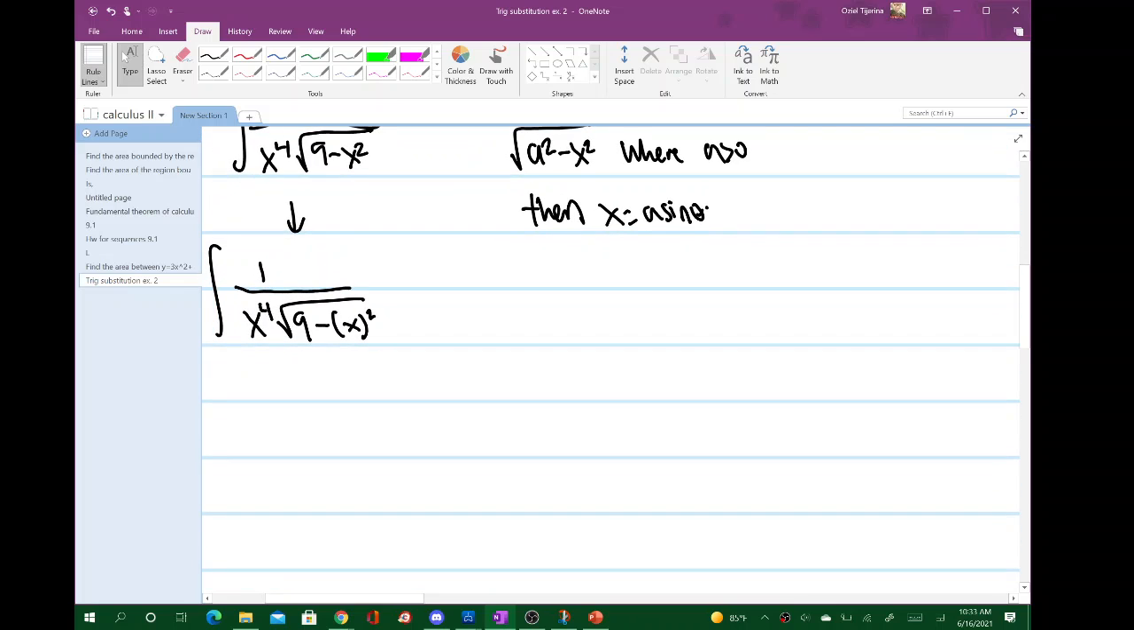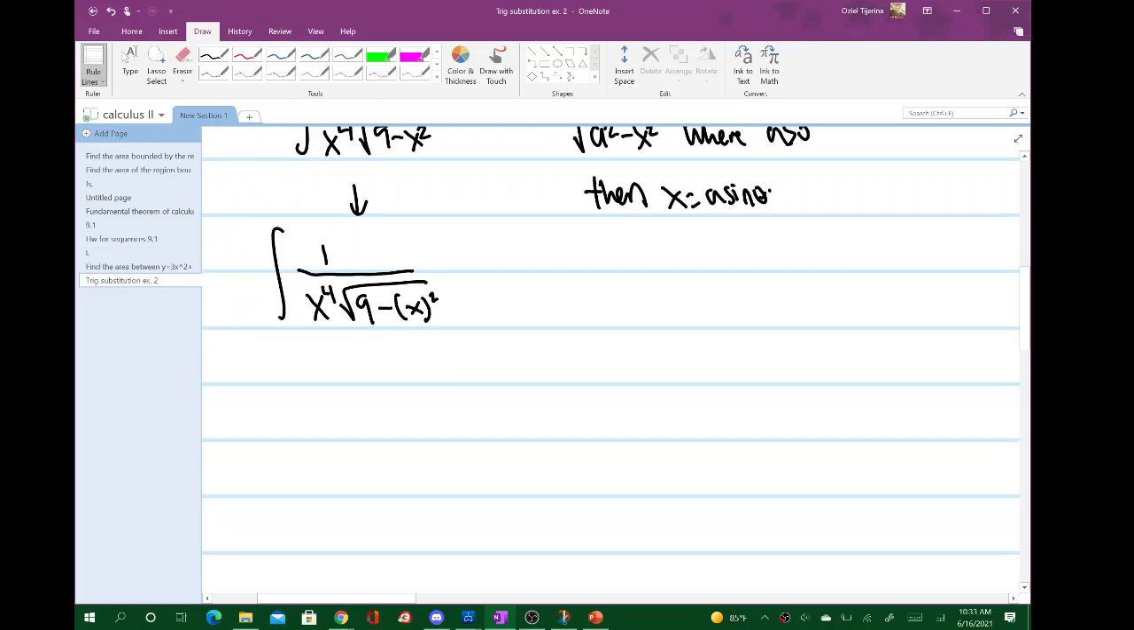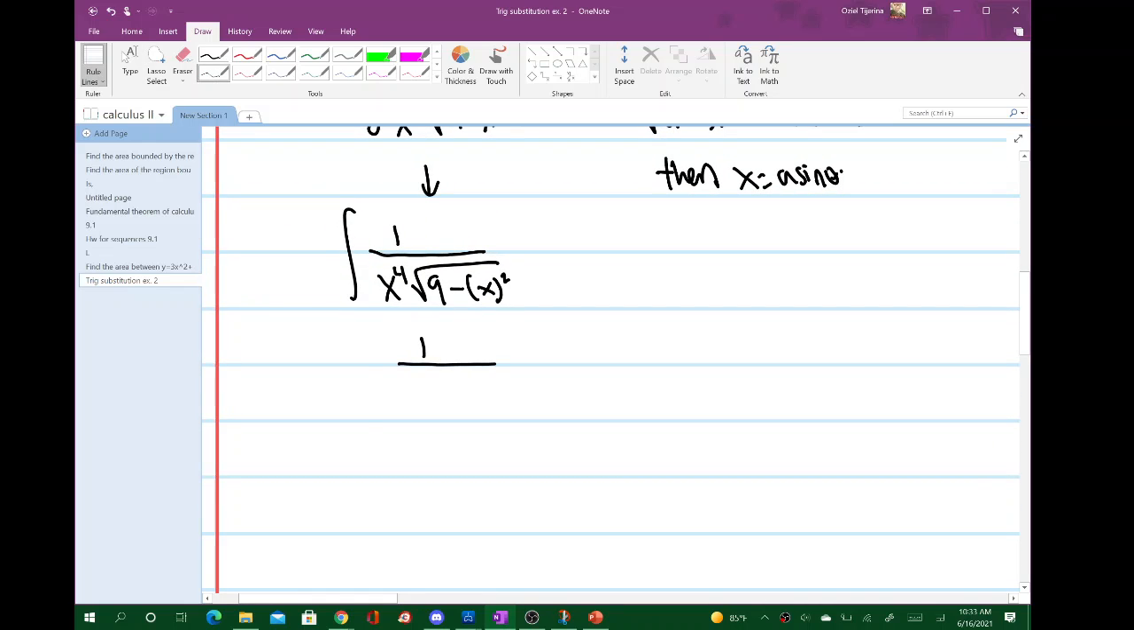So obviously we can rewrite this as the integral of 1 divided by x raised to the 4th power, times the square root of the quantity 3 squared minus the quantity x squared. Okay. And then it's going to be dx.